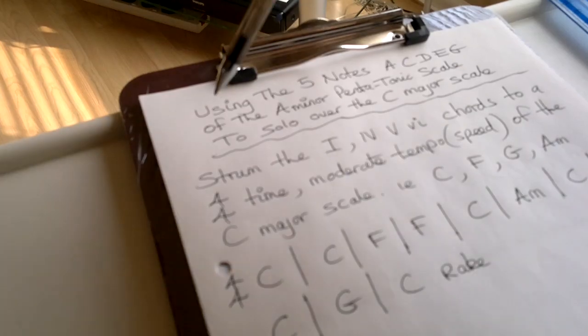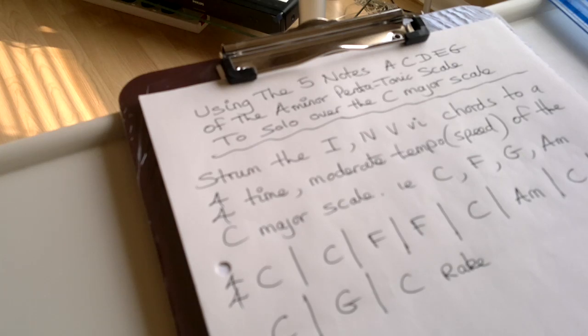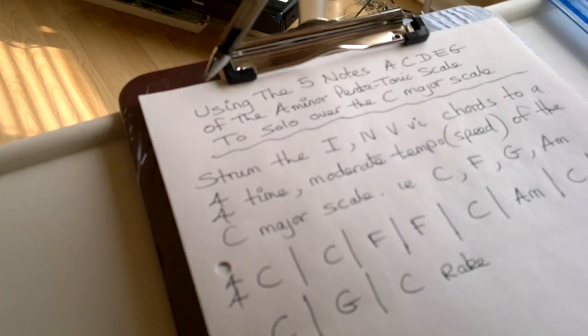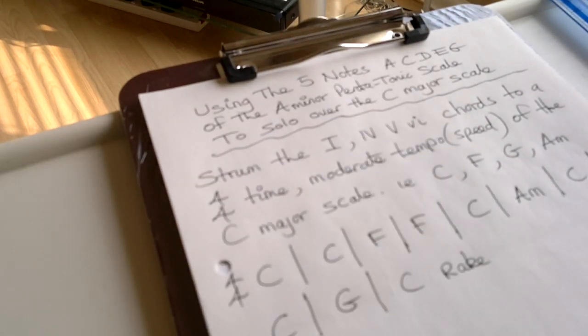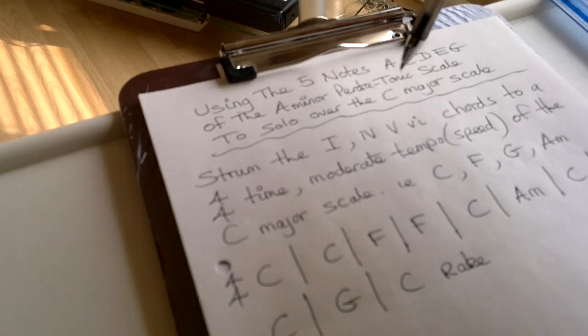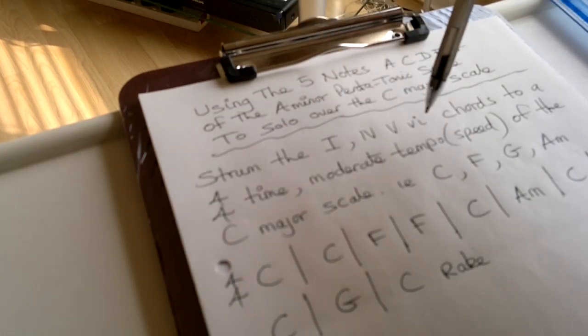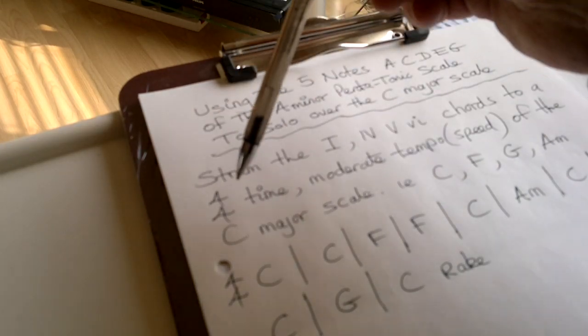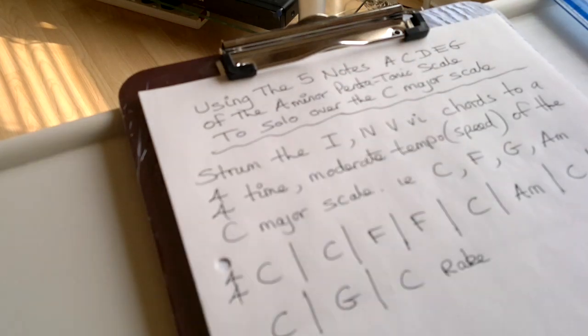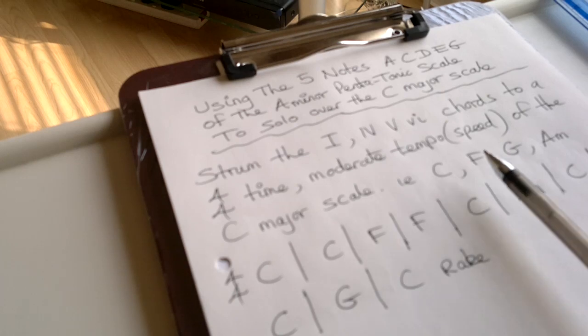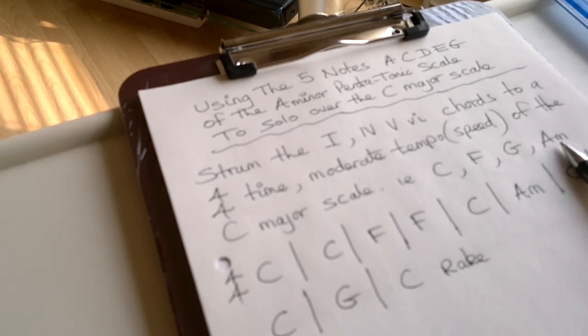I brought out here, using the 5 notes A, C, D, E, G of the minor pentatonic scale to do a solo while somebody else is strumming the chords from the C major scale. So strum the 1, 4, 5, 6 chords to a 4/4 time in moderate speed of the C major scale. Now what that is, it's the C chord, the F chord, the G chord and the A minor.